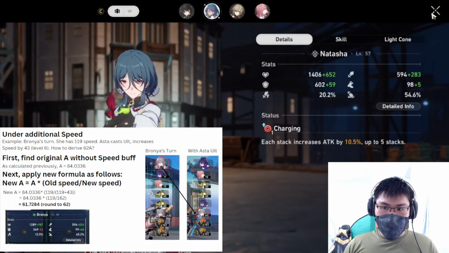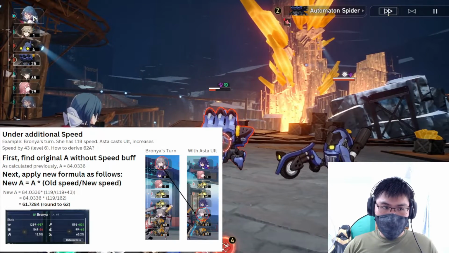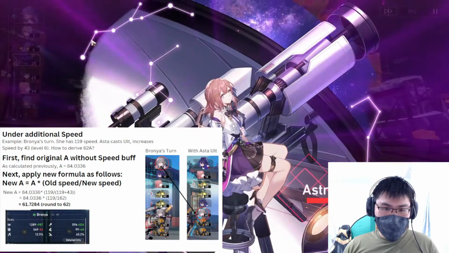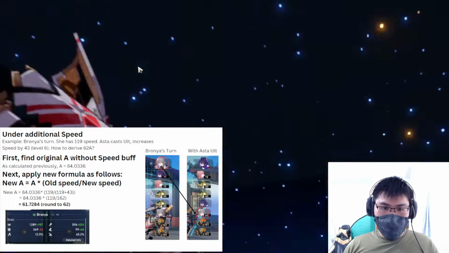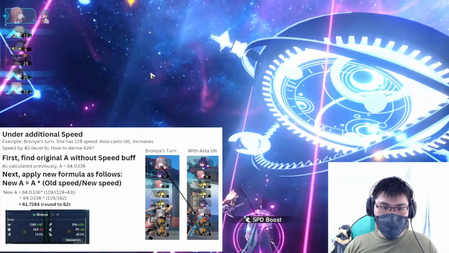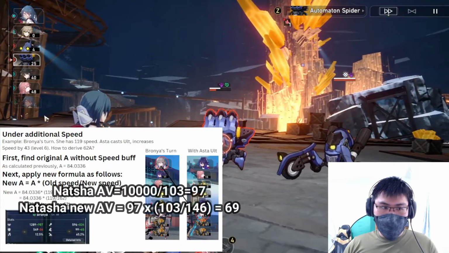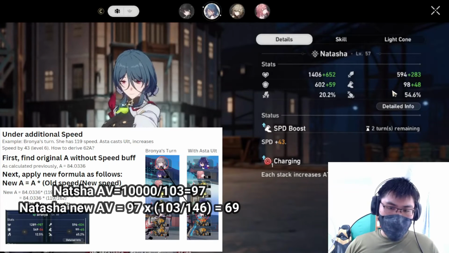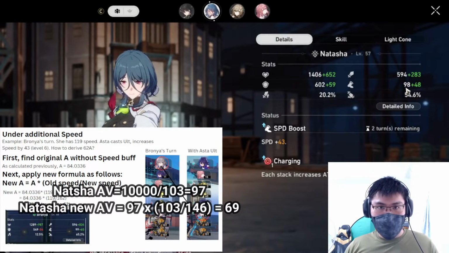So over here, let's use the ultimate. Right here, her value is 0 because she's the one on the starting line. And for Asta's case, let's use her ultimate. Okay, so everybody got boosted, right? Everybody got their values increased, and her new speed now is 146, like I mentioned earlier.